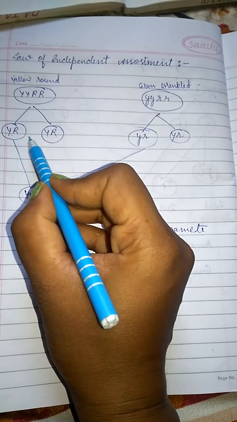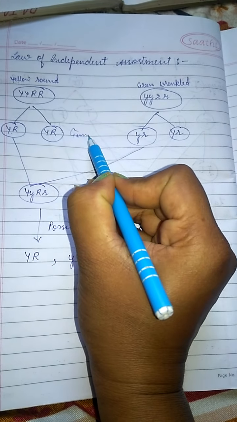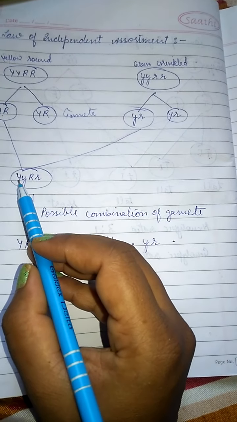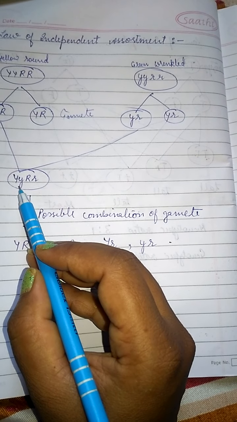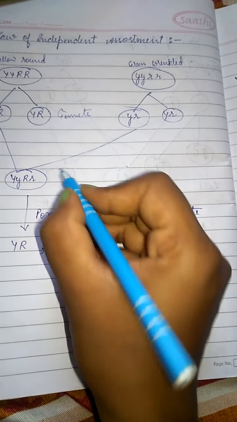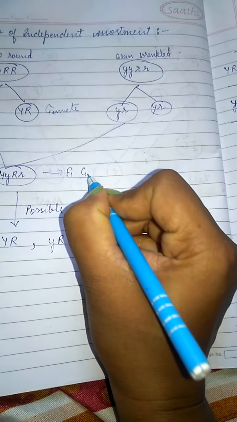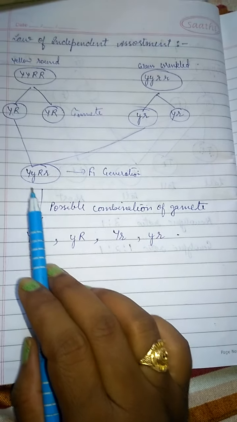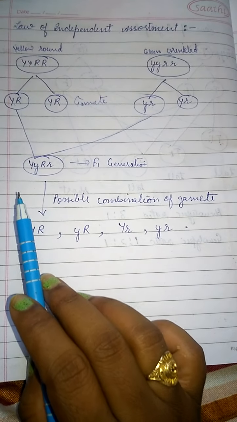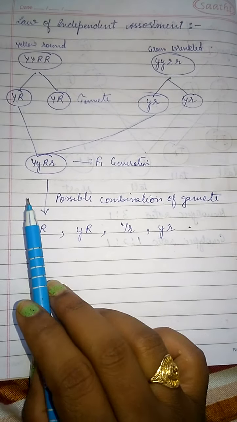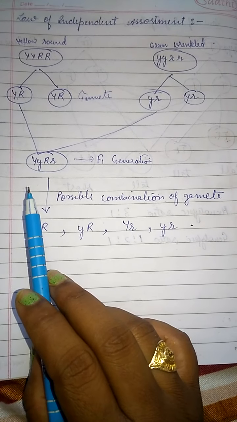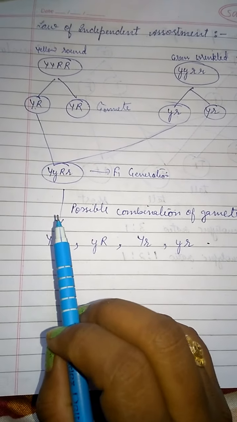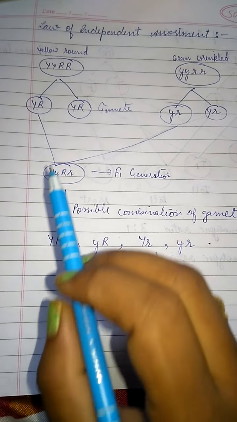So when this is the gamete, in the F1 generation we will get capital Y, small y, capital R, small r. So this will be your F1 generation. In the law of dominance, we studied the same thing, but there we used only one character. Here for the law of independent assortment, we are taking two characters to understand that one character can assort independently, without blending.